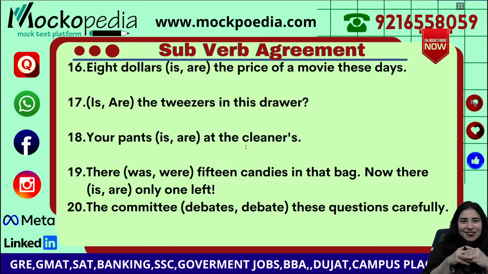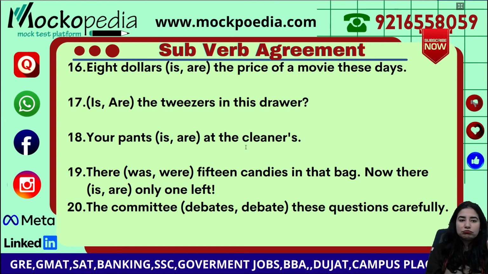There you have to pick between was and were. 15 candies in that bag. So 15 candies is a plural term, right? Remember we discussed countable and non-countable. Whenever we have a countable noun, whenever it is plural, the verb is going to be plural. So there were 15 candies in that particular bag.